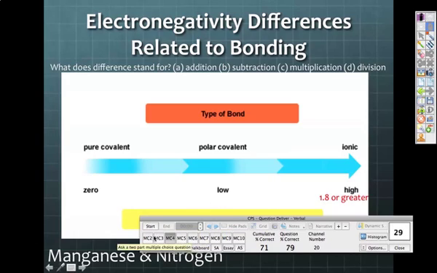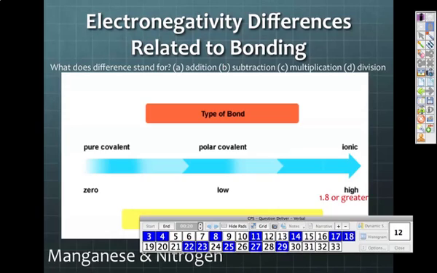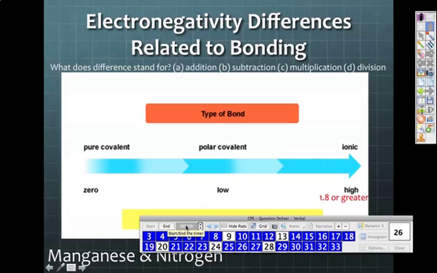So, I need you to type in, is it A, pure covalent, B, polar covalent, or C, ionic? Manganese subtracted from nitrogen. A for pure, B for polar, C for ionic. So 20 seconds on the clock.